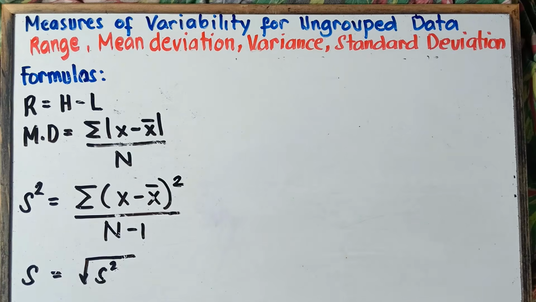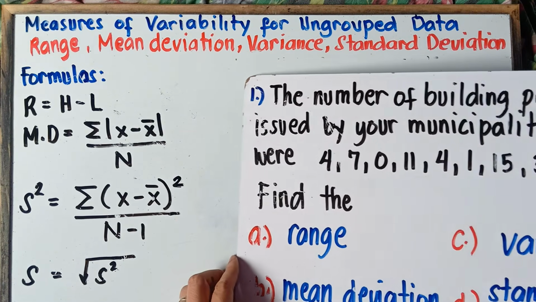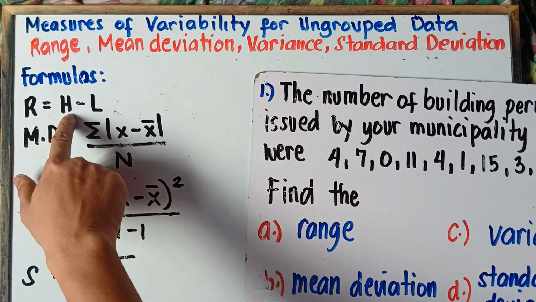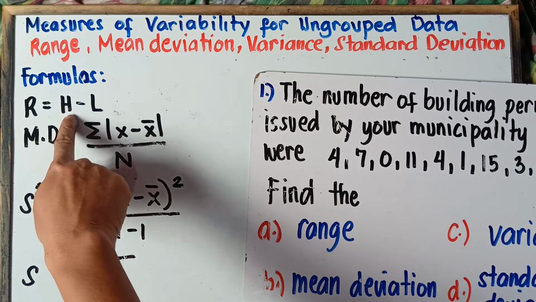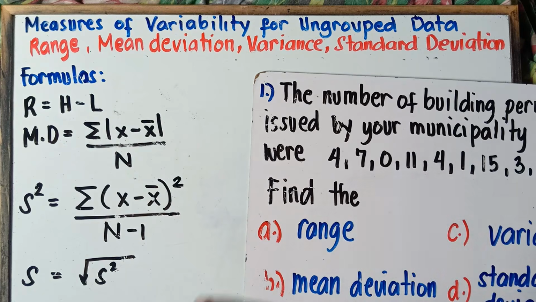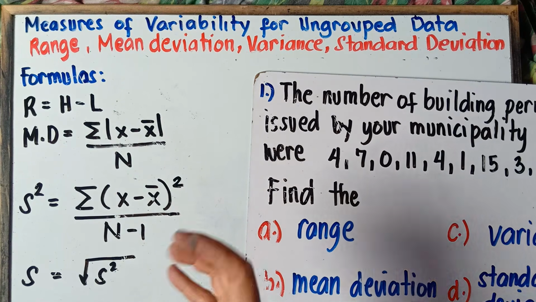So these are the formulas. Let's do it step by step. Let's explain the formula, starting with the range. To find the range, that would be the highest value minus the lowest value. Once again, to find the range, highest value minus the lowest value.